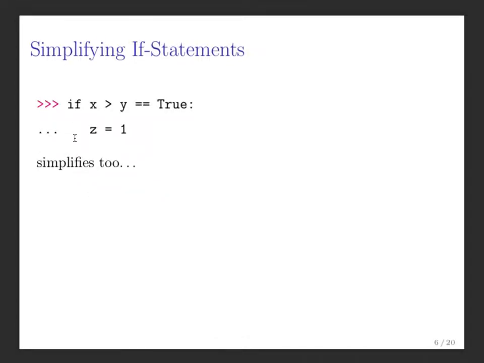I'm going to simplify this in 2 steps. So the first thing I want to do is simplify the condition. If I say if x is greater than y is equal to true, set z is equal to 1, how can I simplify this? By first simplifying the condition.